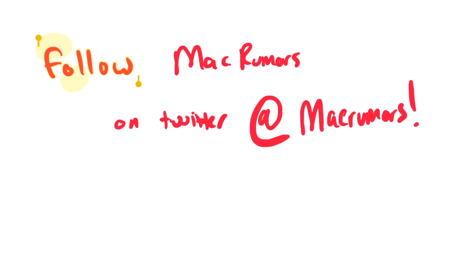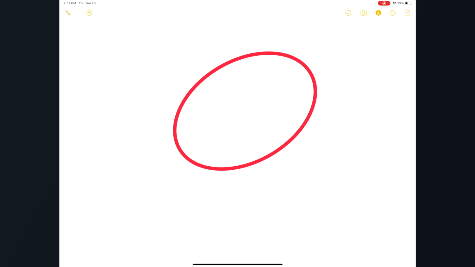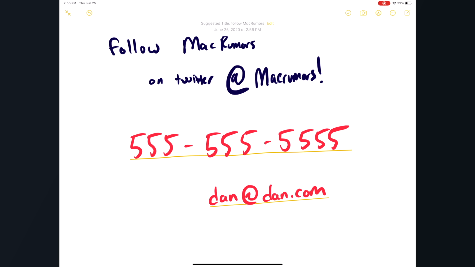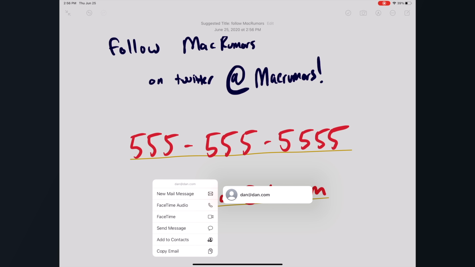Apple also added the ability to select handwritten text and move that text around or make changes to it on the fly. You can also draw perfect shapes by simply doing a pause at the end of your drawing. And they also added the ability to act on handwritten text that might include email addresses or phone numbers.